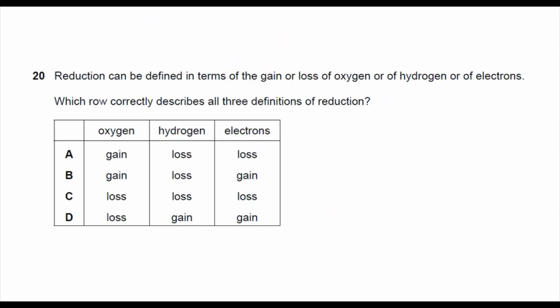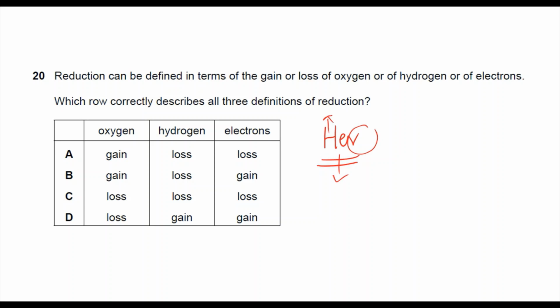Question number 20. Reduction can be defined in terms of the gain or loss of oxygen or of hydrogen or of electrons. Which row correctly describes all three definitions of reduction? The way that I like to do this is, remember this term, HER. Yeah, it's HER. This right here is hydrogen, this right here is electrons, and this right here is reduction. What HER means is that whenever there will be a gain of hydrogen and electrons, there will be reduction. So remember HER, please.